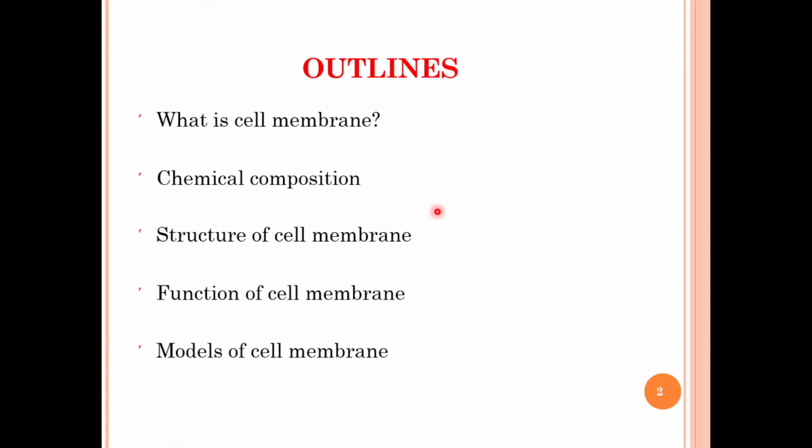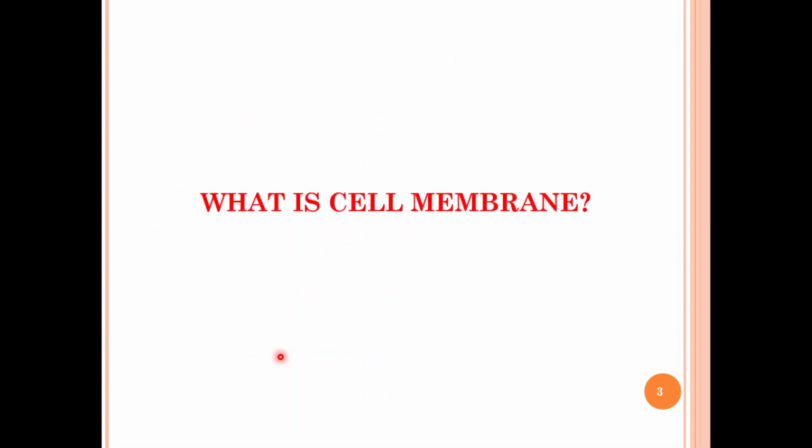So the outline of this lecture is: what is cell membrane? Chemical composition of cell membrane, structure of cell membrane, then different functions of cell membrane, then models of cell membrane. This is the main part of today's lecture. So let's see one by one. What is cell membrane?